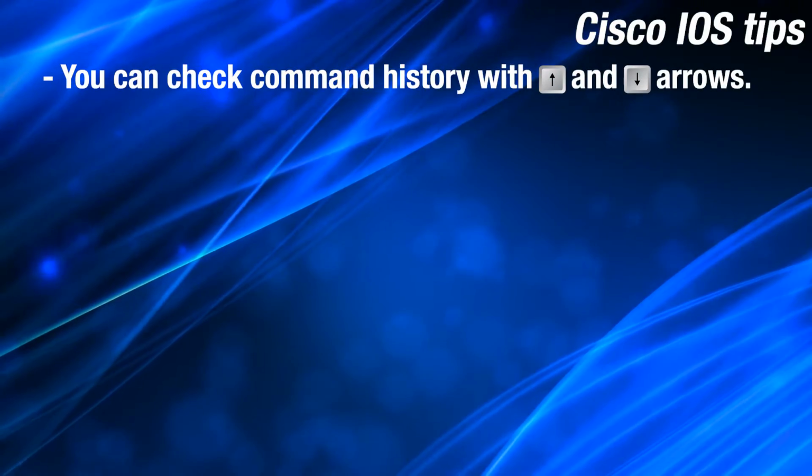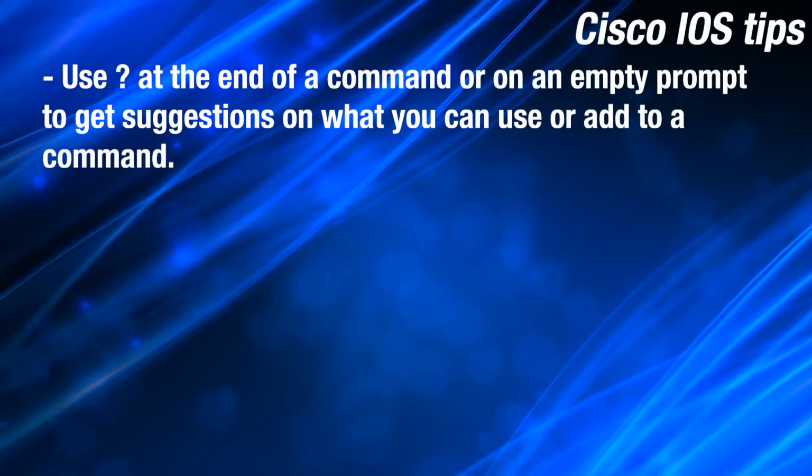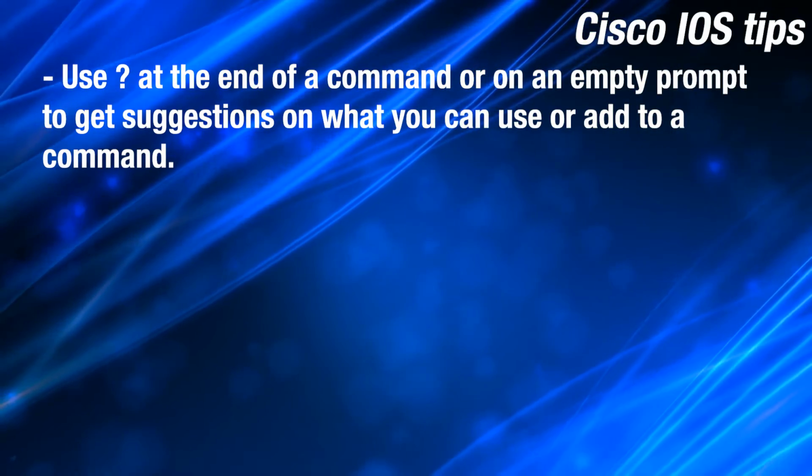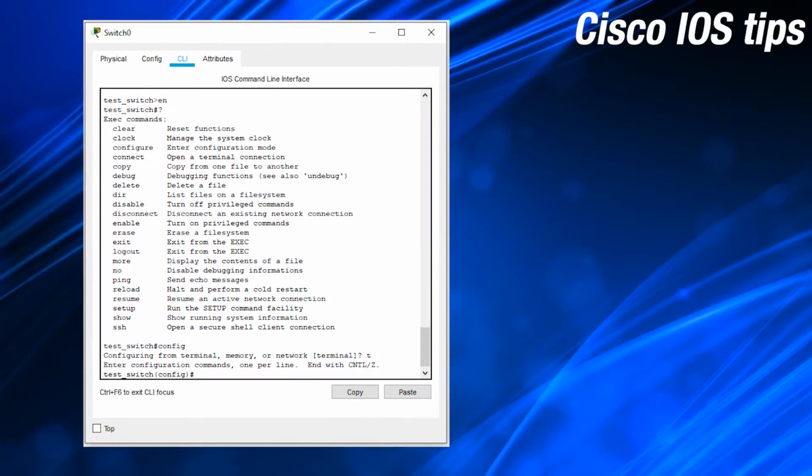If you want to go through your history of commands, simply tap the up or down arrows. If you want suggestions to a command, you can use the question mark to display any suggestions to a command you are currently typing out. Here's an example of this in action.